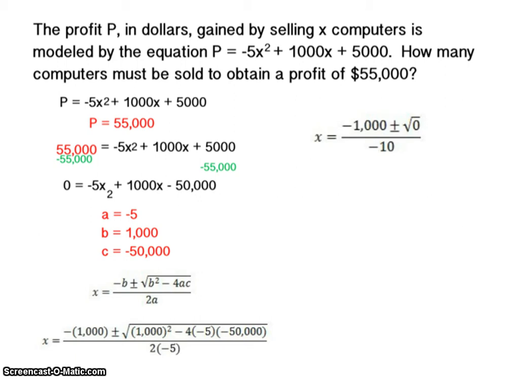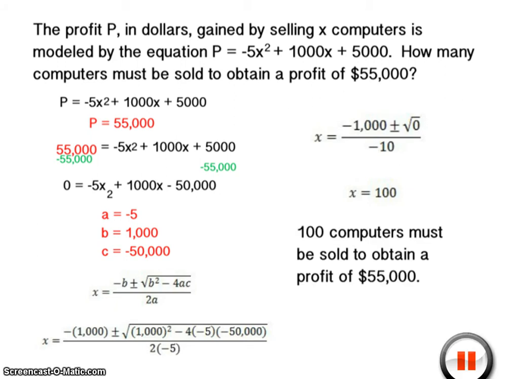Now the square root of 0 is 0, so that's really negative 1,000 divided by negative 10, which gives me 100. We only have one solution in this case. x is equal to 100. And so that means we need to sell 100 computers in order to obtain a profit of $55,000.